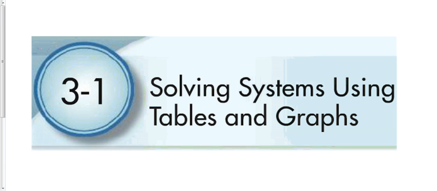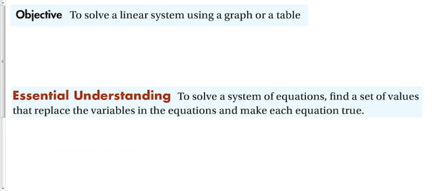3-1, solving systems using tables and graphs. So in this section, our objective is to solve a linear system using a graph or a table. What we should know by the end is that to solve a system of equations, we're going to find a set of values, then replace the variables in the equations to make the equations true. That's what we're trying to do.